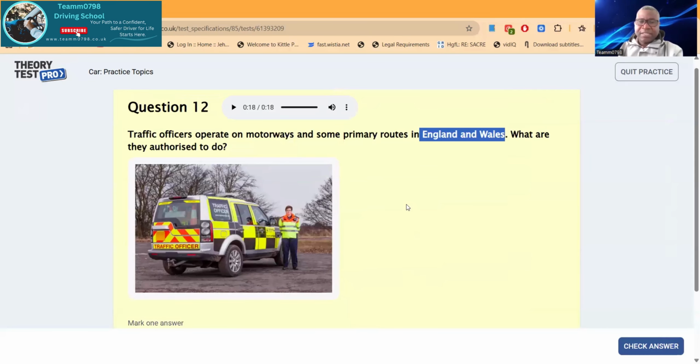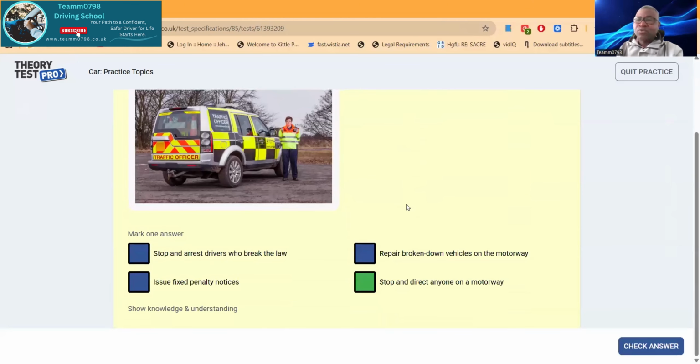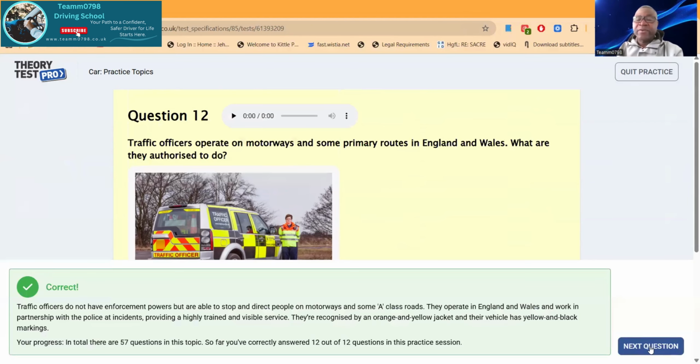Okay, so these traffic officers are there to help. They are not there to arrest you or punish you. They are there to help. They are not there to harass you or repair or fix penalty. No, they are only there to stop and direct anyone on the motorway. They are very, very helpful people.